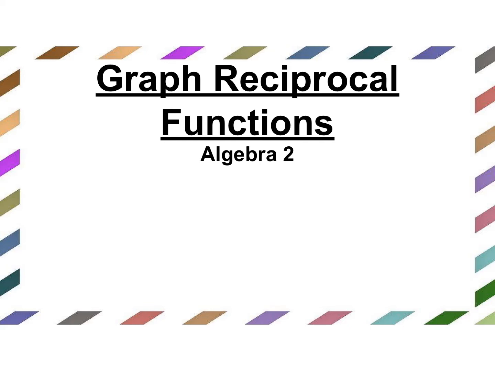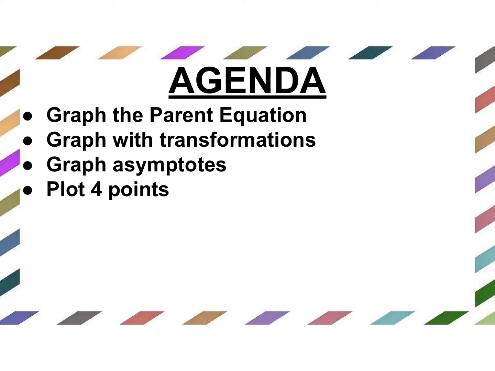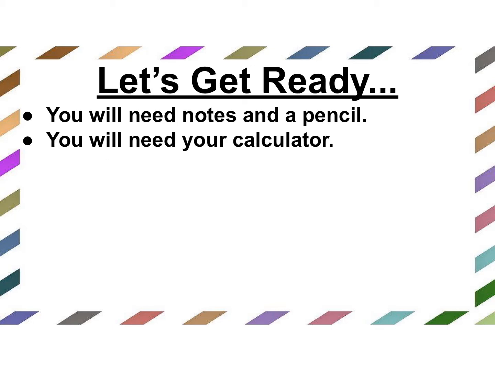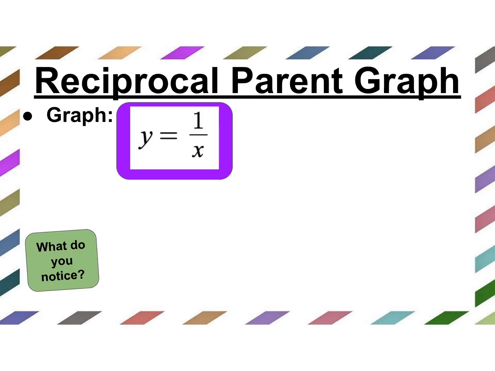Let's learn how to graph reciprocal functions. We're going to graph the parent equation and then move it with transformations. These will have asymptotes, so we'll have to draw those on, and we'll plot 4 points. Let's get ready. You're going to need notes, pencil, and your calculator.